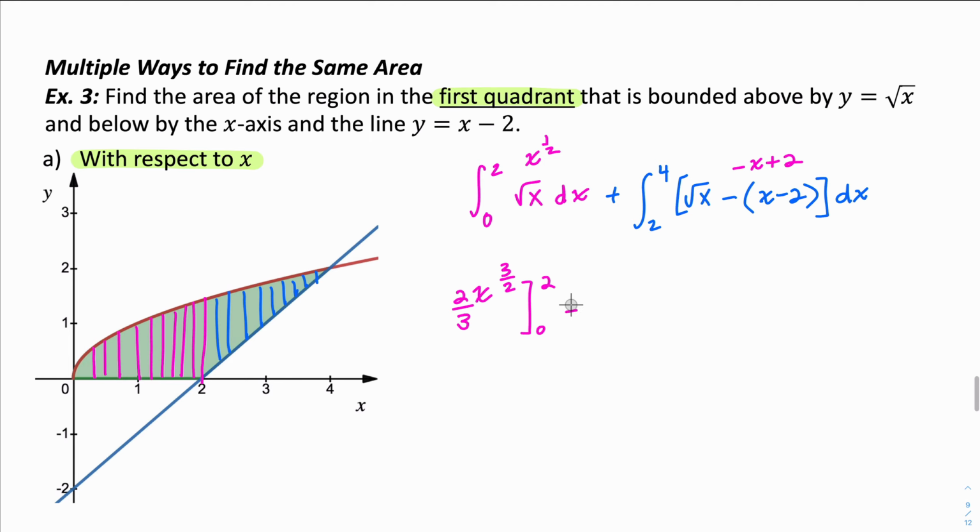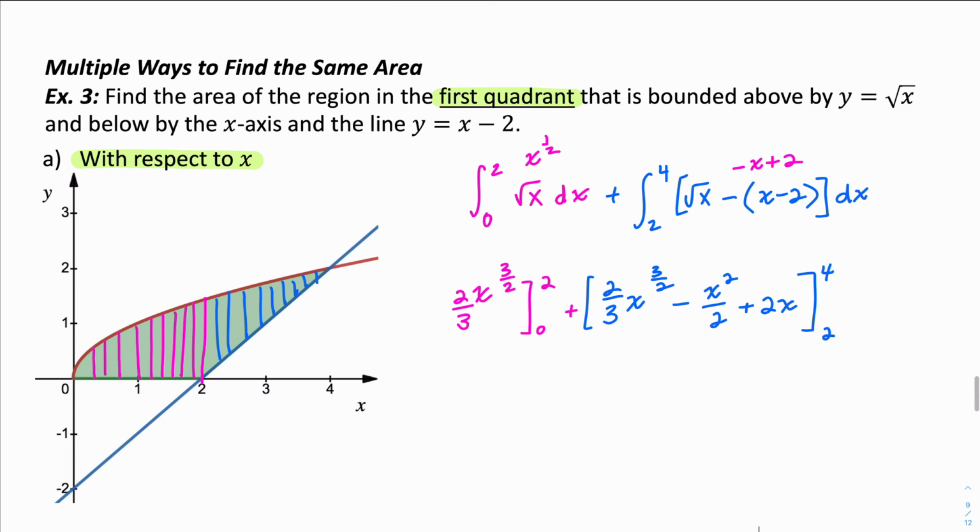And then we're adding the antiderivative of this. It's the same as this thing here, so it's 2/3 x to the 3/2. And then the antiderivative of negative x is going to be negative x squared over 2. And then the antiderivative of 2 is going to be 2x. And this one is evaluated from 2 to 4.